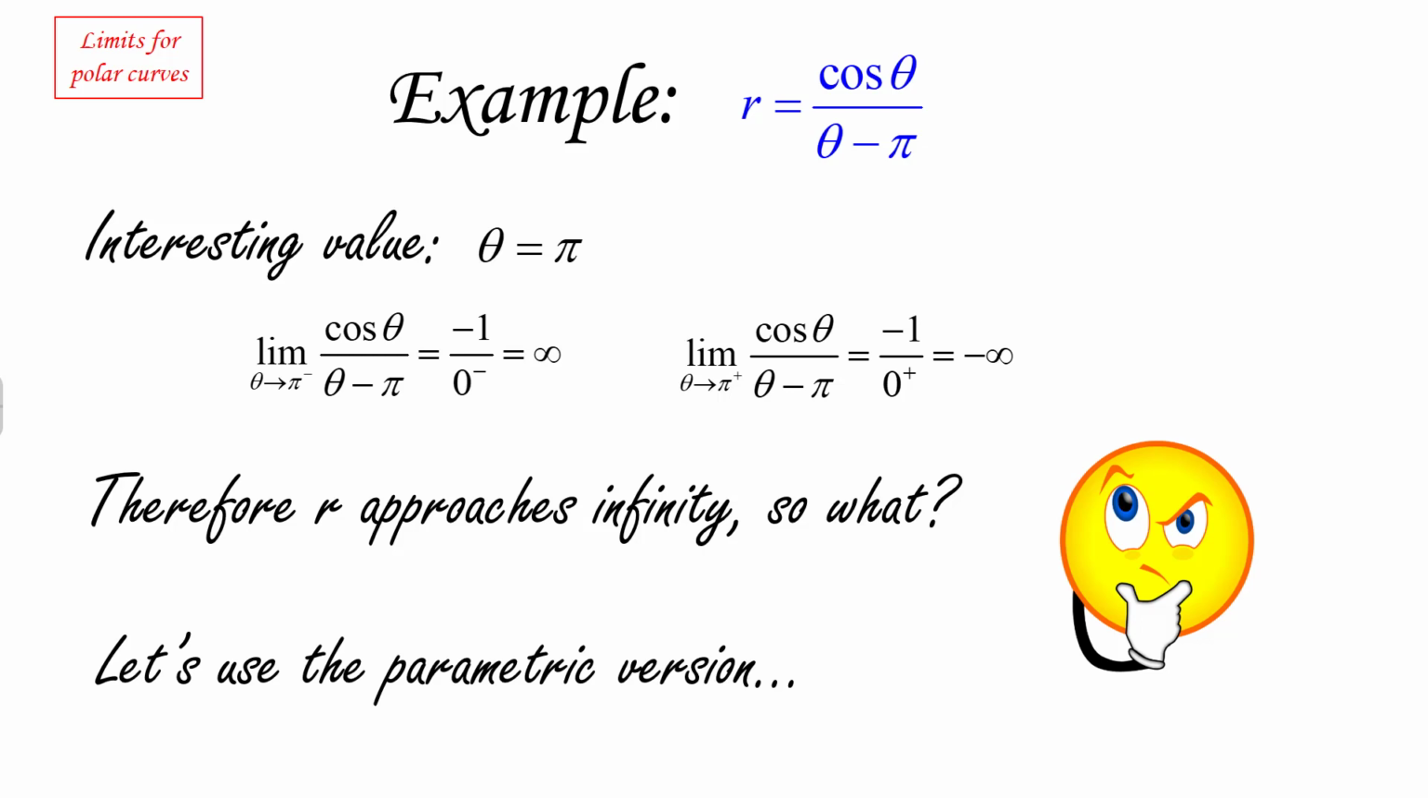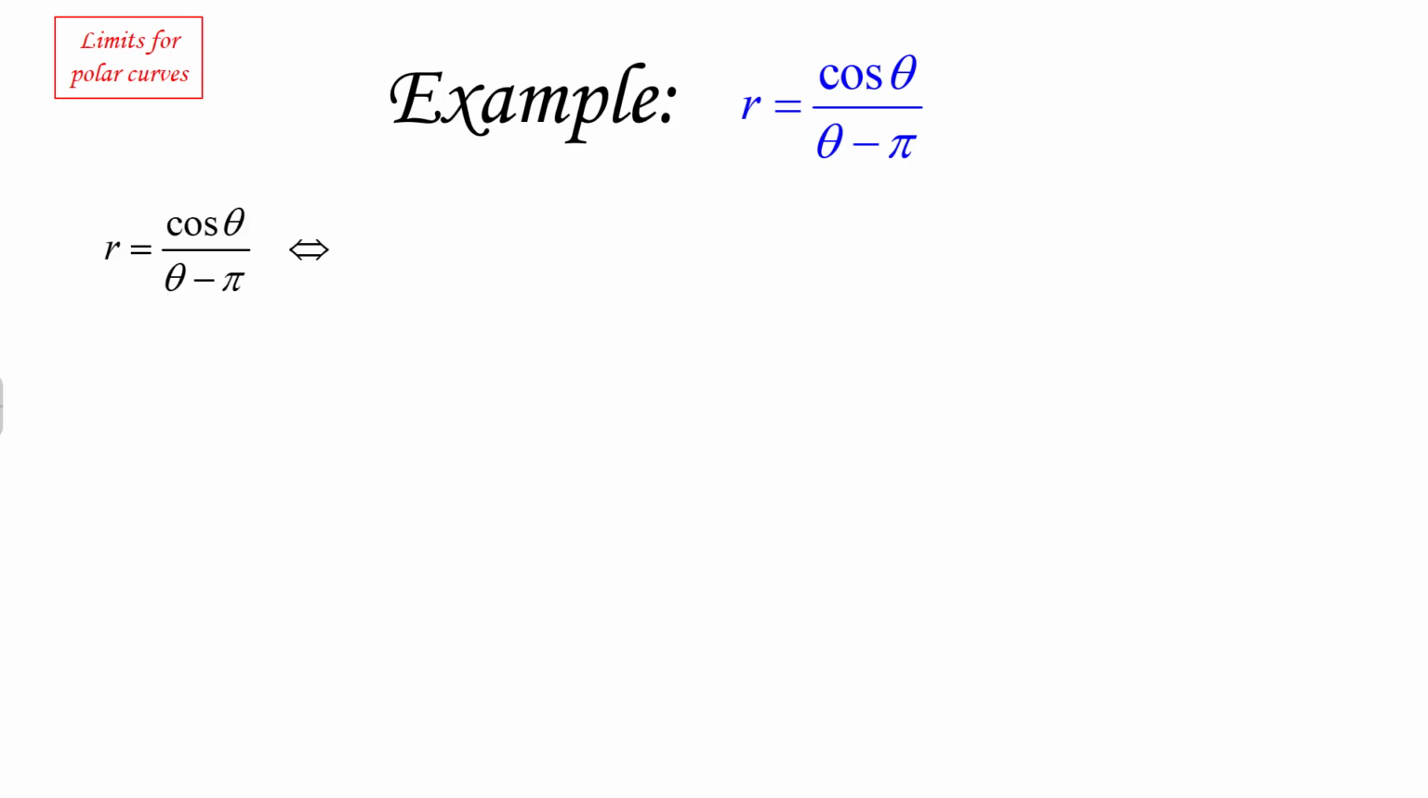So let's do that. You may remember, I hope you do, that in order to go from a polar function to its parametric form, we multiply the formula for r by cosine theta to get the x-coordinate and by sine theta to get the y-coordinate. And if you do that, you end up with these two formulas. So this is the parametric form of our polar curve.